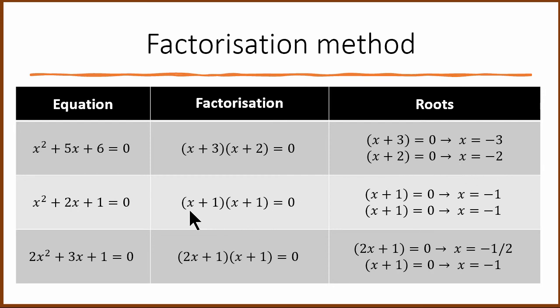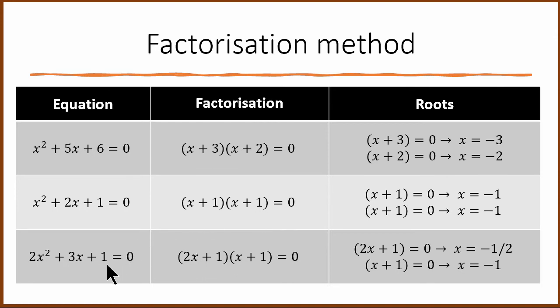Now, when you factorize, you might get an equal root situation. So if you take x squared plus 2x plus 1 equals 0, that is like x plus 1 whole square. In other words, x plus 1 equals 0. So you have two roots. Both of them are equal and they are equal to minus 1. All right.